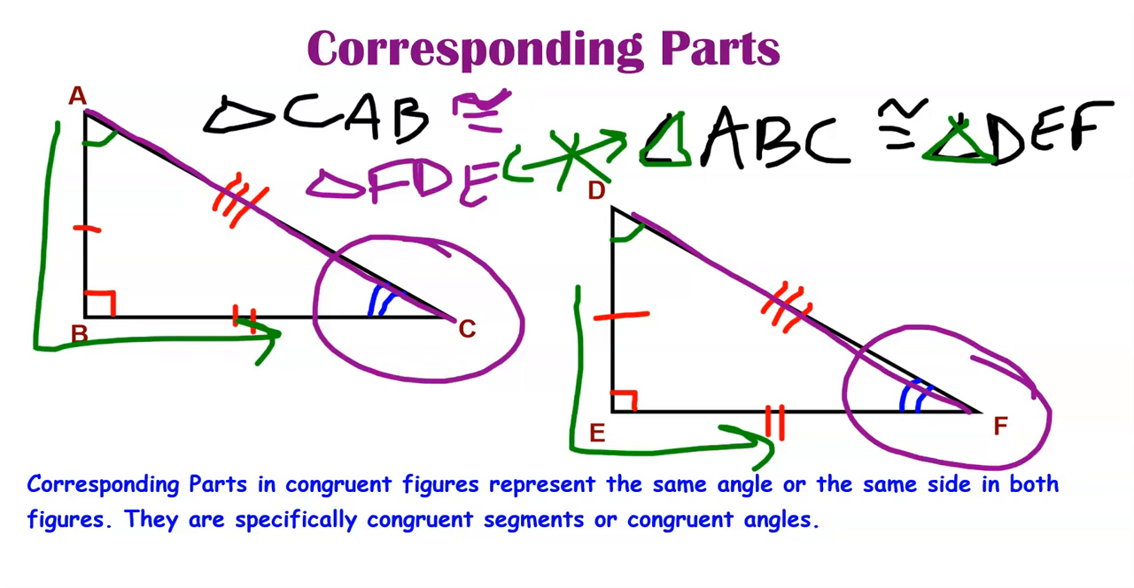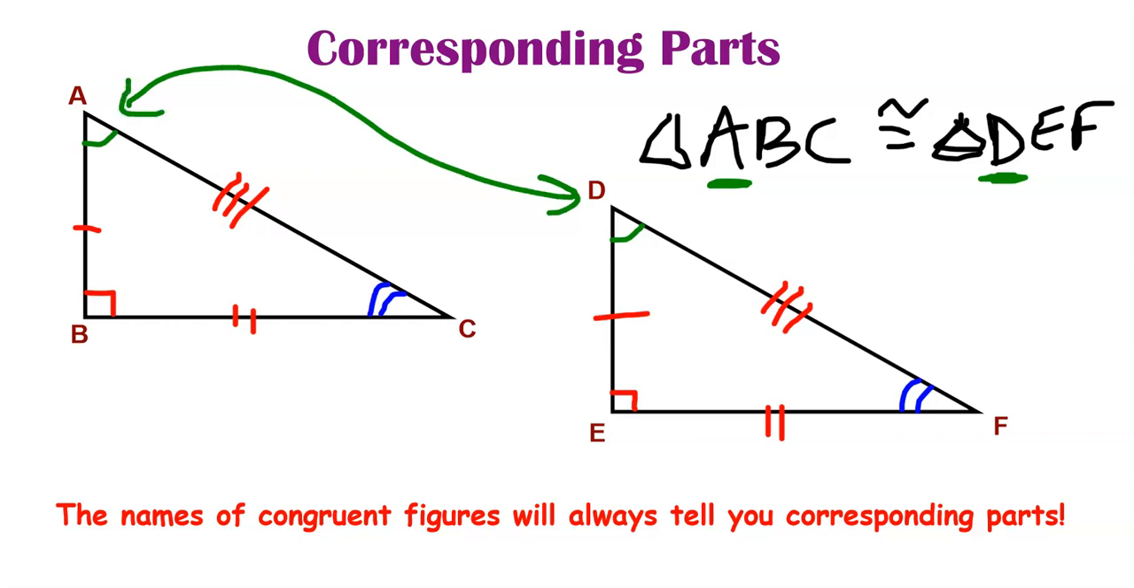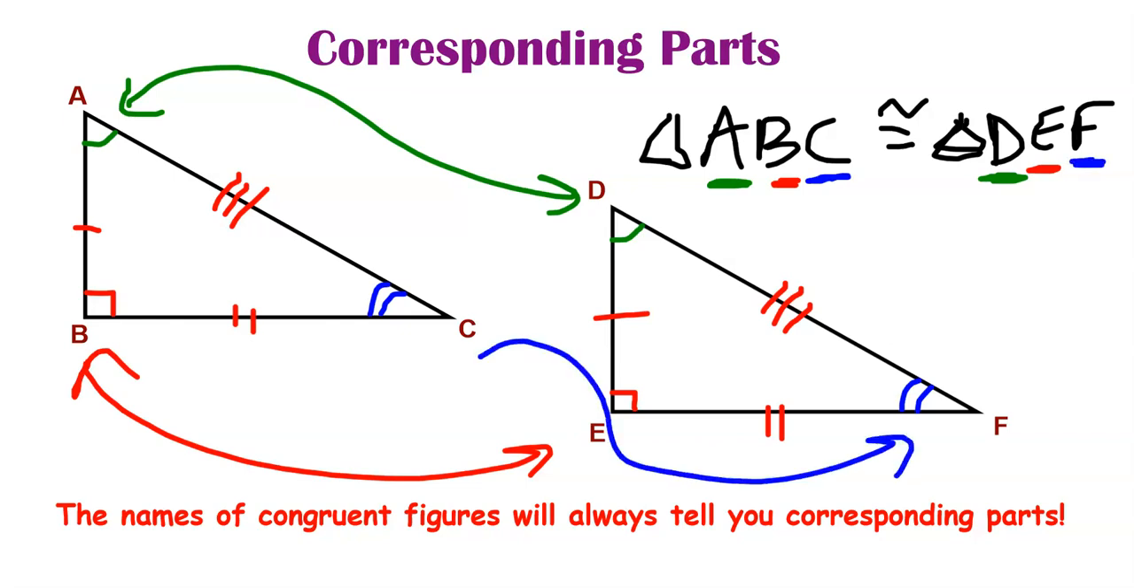Naming is important. Once we have those names, then the names of congruent figures will always tell you the corresponding parts. So whatever vertex is named first in one set of congruent figures, it is corresponding to the first vertex that is named in the other one. So angle A and angle D, angle B and angle E, and angle C and angle F. Those are the corresponding angles.